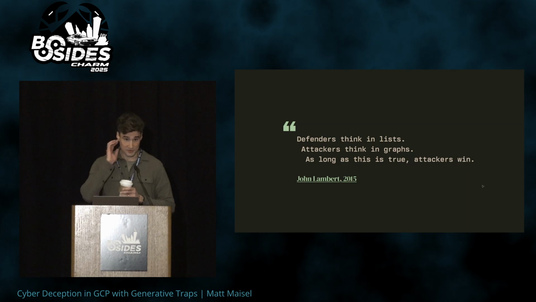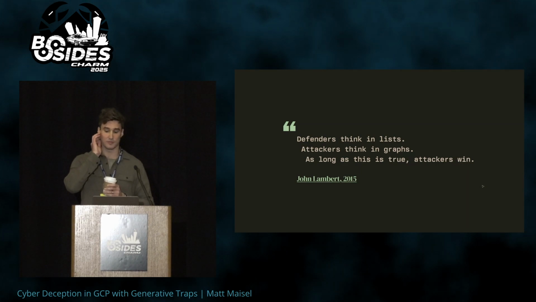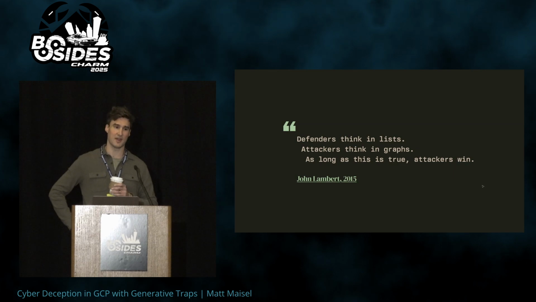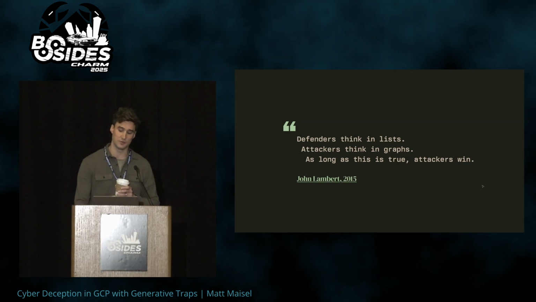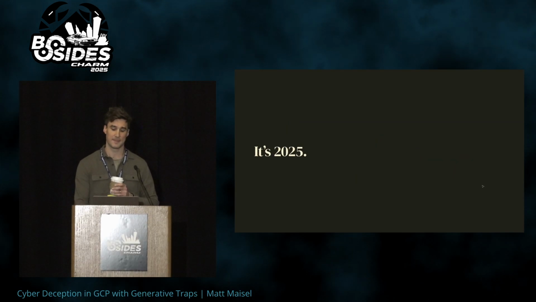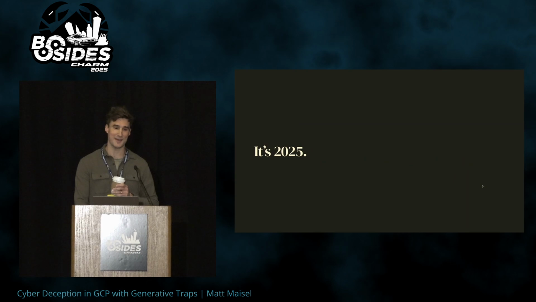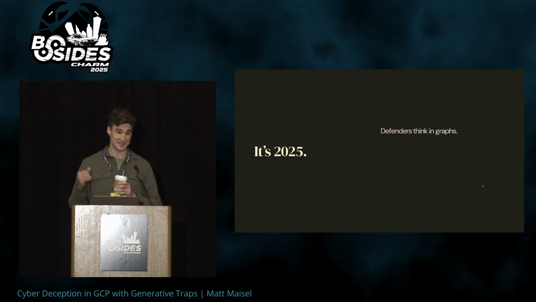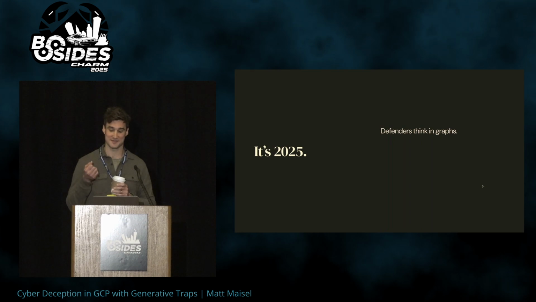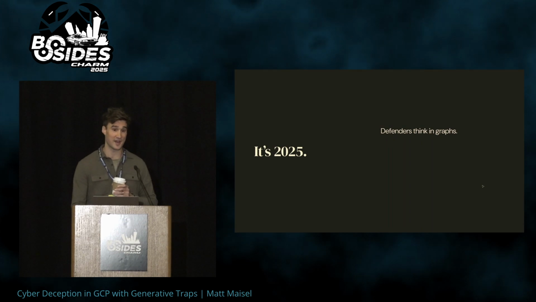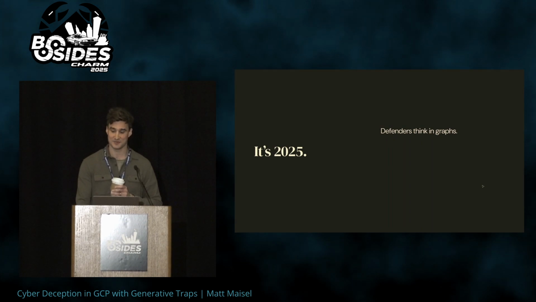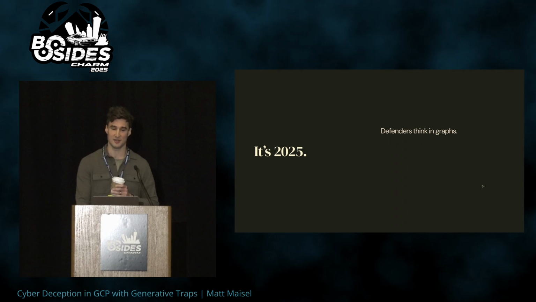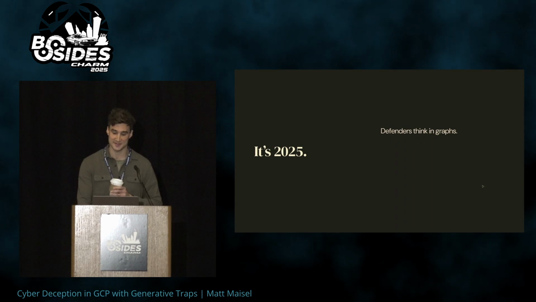Back in April 2015, John Lambert wrote the famous words, "Defenders think in lists, attackers think in graphs. As long as this is true, attackers win." Well, it's 2025, and what a year to be alive. We, the security operations teams, think in graphs now. Mostly we care about graphs of our assets. We inventory them, and we monitor the relationships and the activity between those assets across our environments.